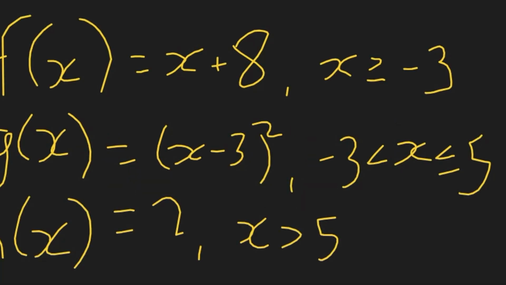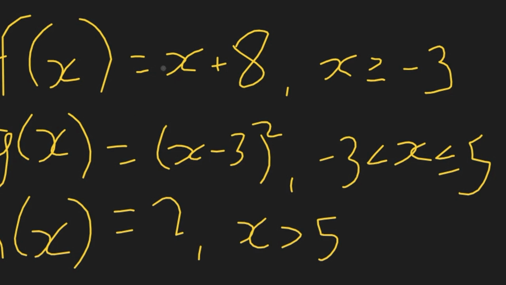Alright, so now this is an example of what a piecewise function looks like. As you can see, we have three different functions, and for each function there's a specific domain that we've set, meaning that the function will only look like that function for that domain. So let's graph it. First of all, we have f of x equals x plus 8, and that's in the domain only when x is less than or equal to negative 3.